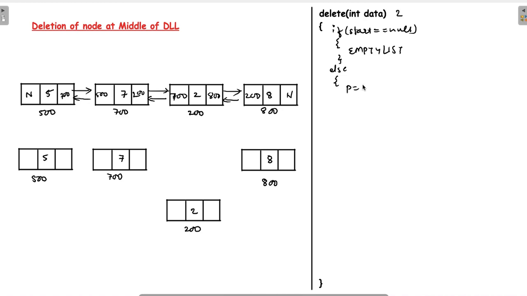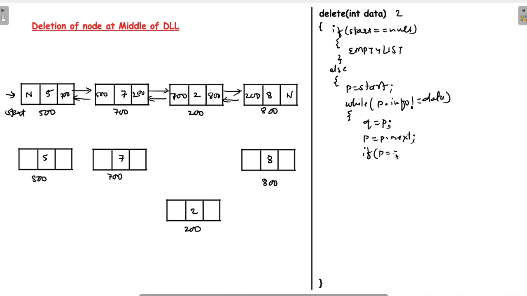So we'll be assigning the starting address to p. So this will be our starting point, which is storing the address 500. Then we'll be checking the data. Same as in the previous case, we'll be writing while p's info is not equal to your data, you will keep moving, but before moving forward you will be copying current p's address to q, and then you will be moving p equals p of next. And then somewhere in between, suppose p becomes null, then you will be displaying a message that data not found, and then we'll stop. So this is the procedure to search the element, the node.